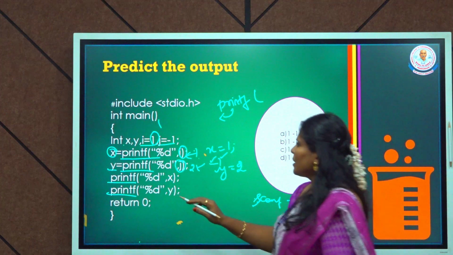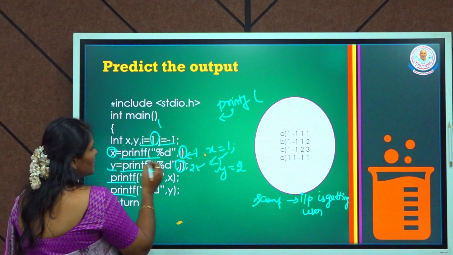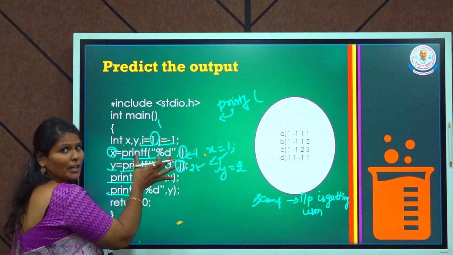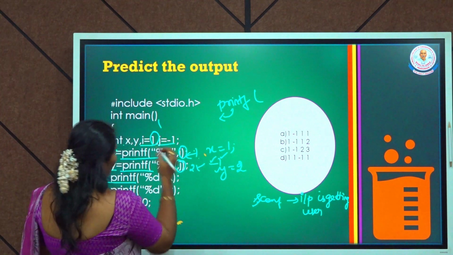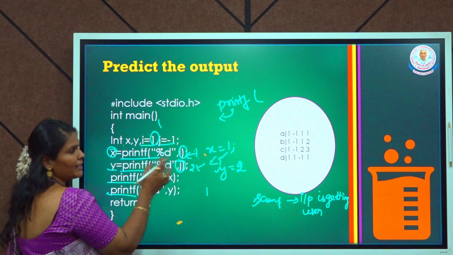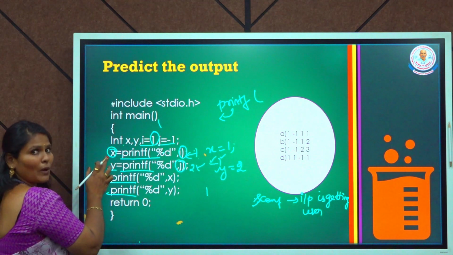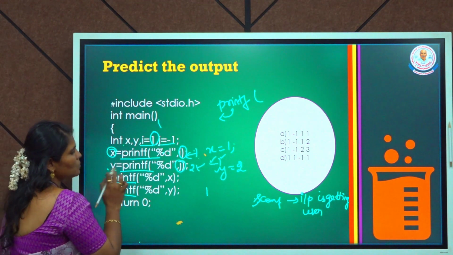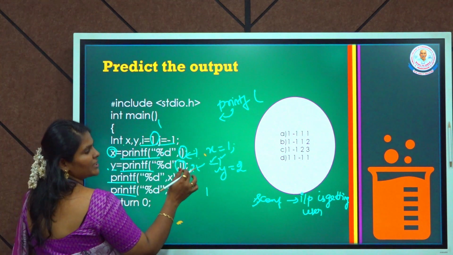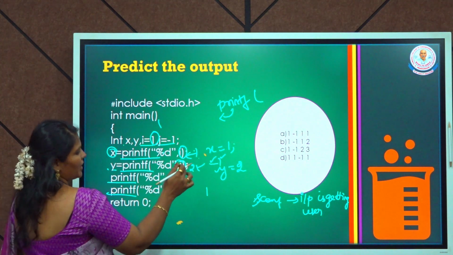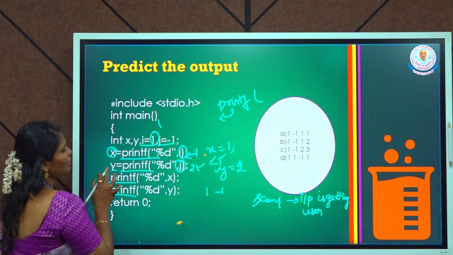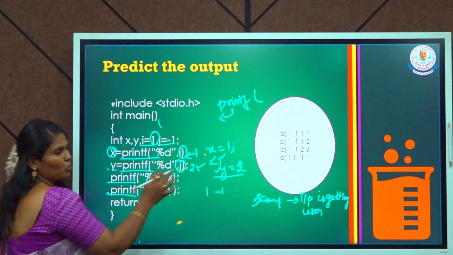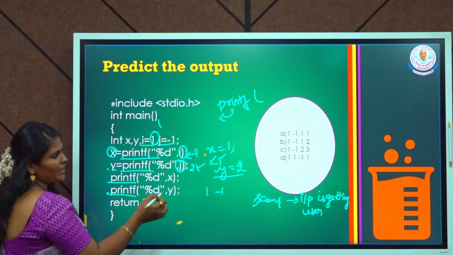Now in this statement itself we are calling printf also. The value of i is 1, so 1 will be printed and the x value is assigned as 1. In the same way in y equals printf %d of j, the value -1 will be printed, and the value 2 will be returned to y. Now I am printing the values of x and y.